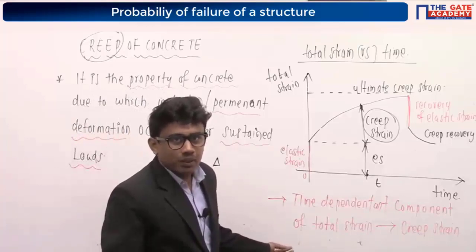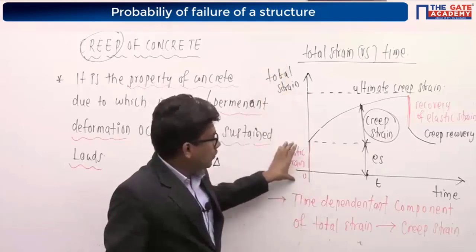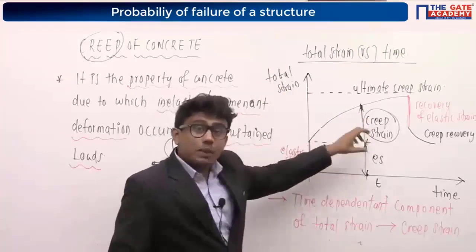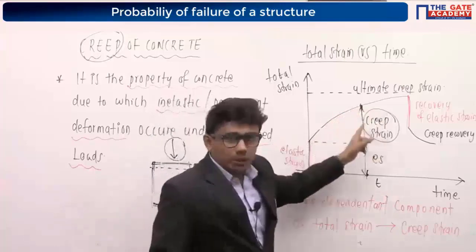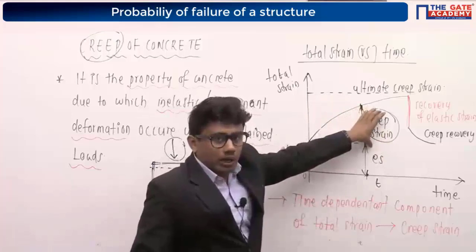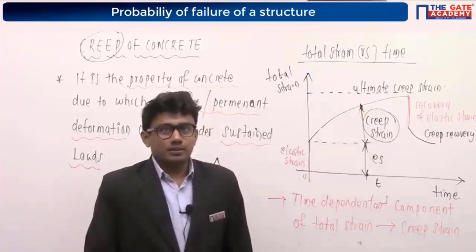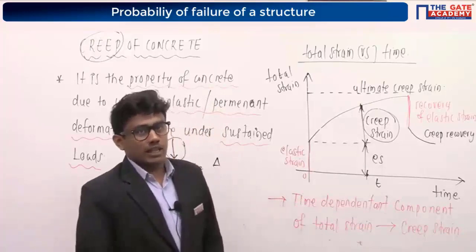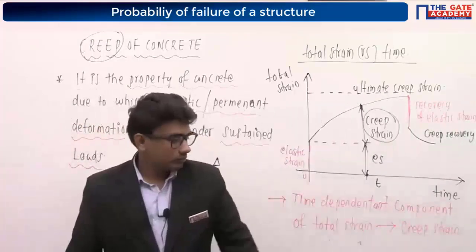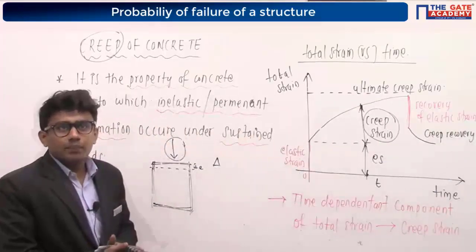Can I say like this? This is total strain, which is a combination of elastic strain and creep strain. Elastic strain does not depend upon time, but creep strain depends upon time. So we can call it the time dependent component of total strain is called creep strain. Yes, please note it down. So shall I remove this? I think I can, right?